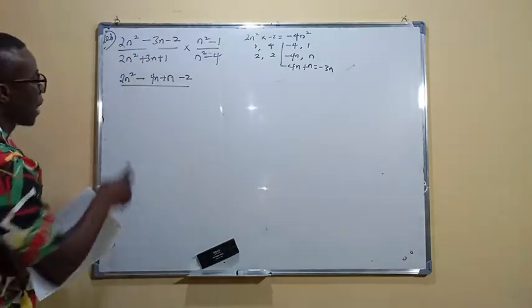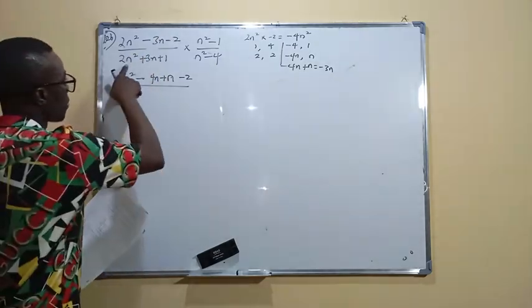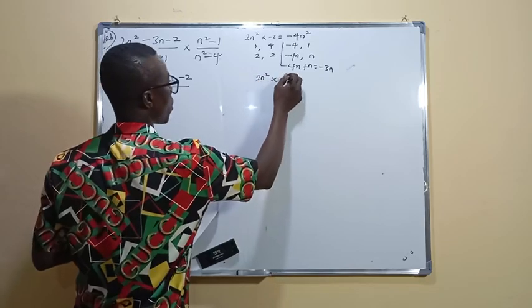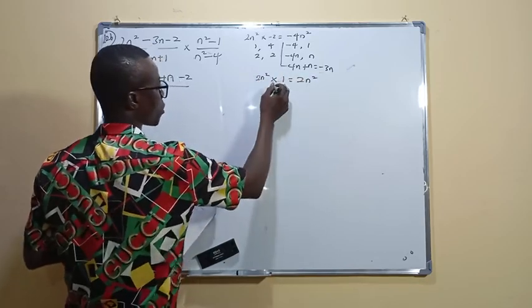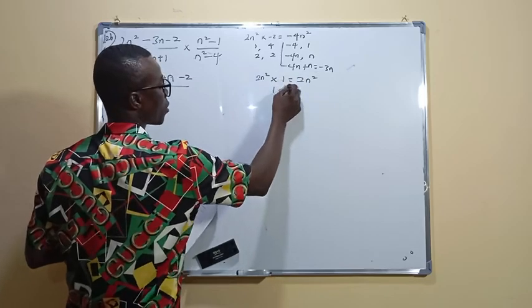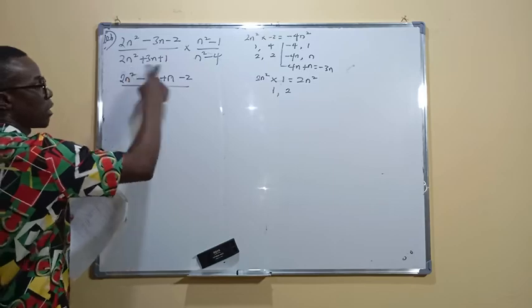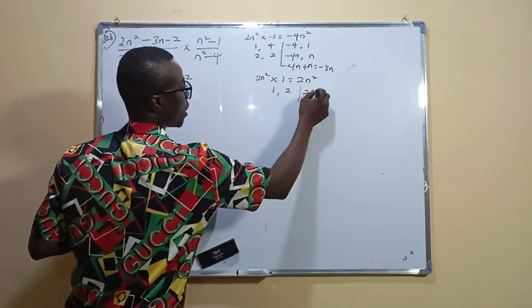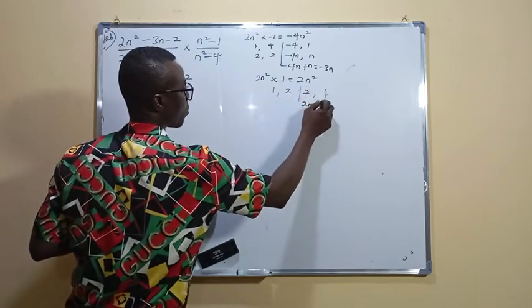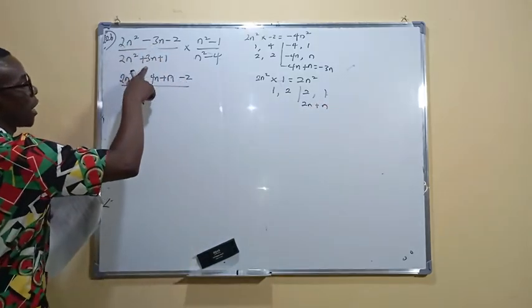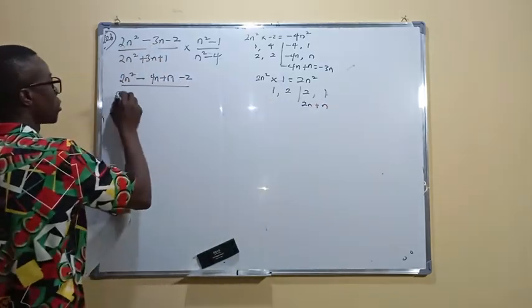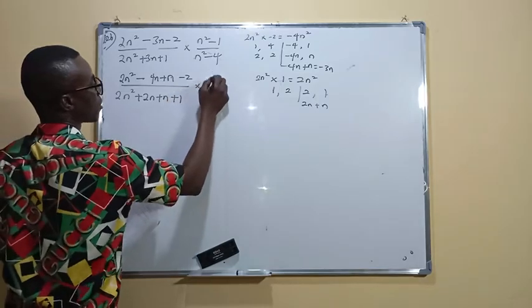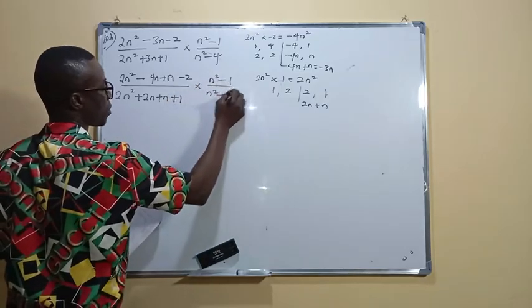That's for this. Then how about for this one now? For this one, same thing. I'm going to say 2n squared times 1. That gives me 2n squared. So what are the factors of 2? 1 and 2. So how will I combine that to give me this? This is the only factor I have. That's positive 2 and positive 1. So I can say 2n plus n. So instead of putting 3n, I'm going to put 2n plus n. So that will be 2n squared plus 2n plus n plus 1, and this is times n squared minus 1 over n squared minus 4.